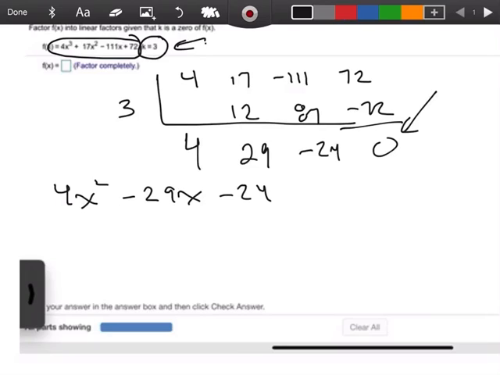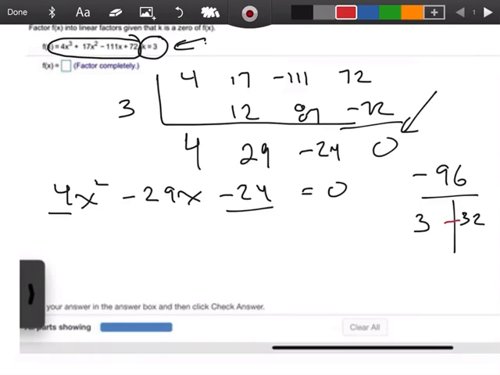Minus 29x minus 24, equals 0. Okay, so now I need to factor this thing. First step, I'm going to go ahead and use the grouping method. So 4 times negative 24 is negative 96. Now I'm going to try to find numbers that multiply to negative 96 but give me a negative 29: 3 and 32. Those multiply to negative 96. If I make this a negative 32 and a positive 3, there's my negative 29.